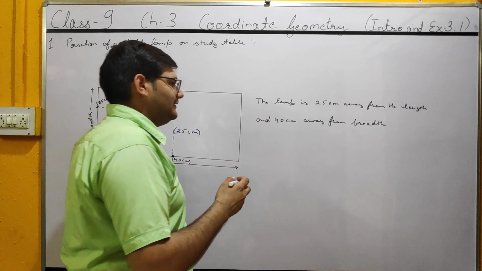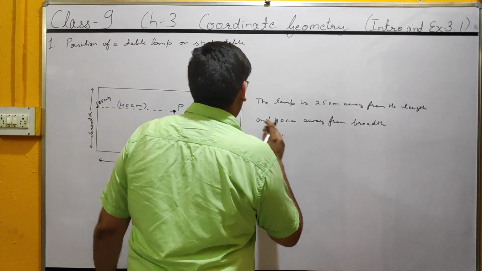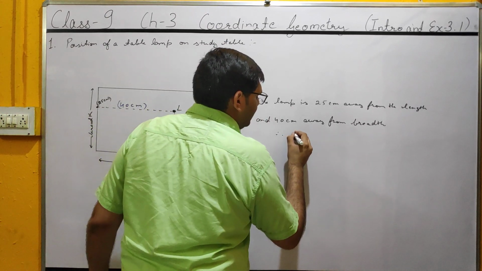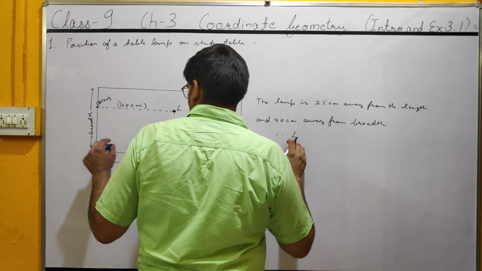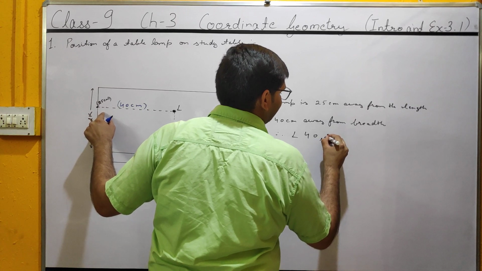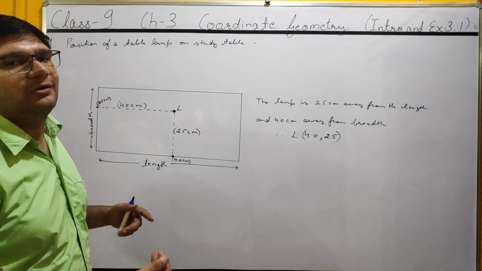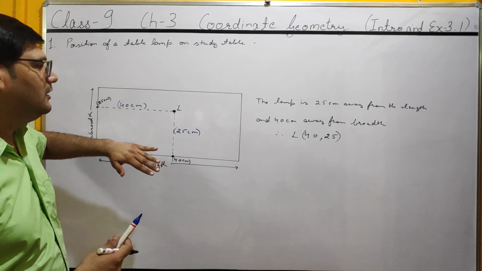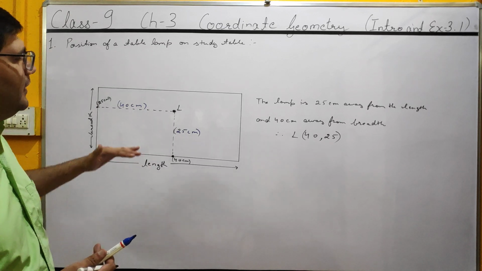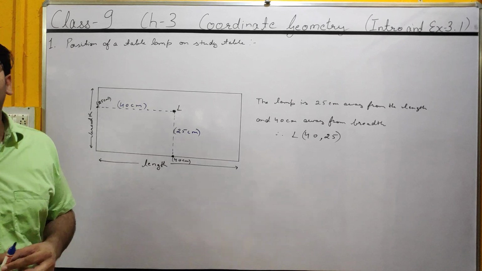So we can write it that let this point be P, or this is study lamp, so let's write L. Okay, so lamp L, the points will be (40, 25), or we can write (25, 40) also. That depends upon the way we have taken the points. Alright, so in this way we can locate the position of a table lamp on our study table.